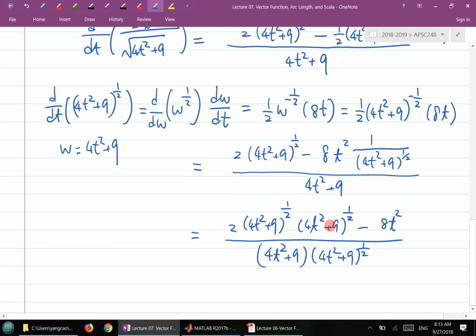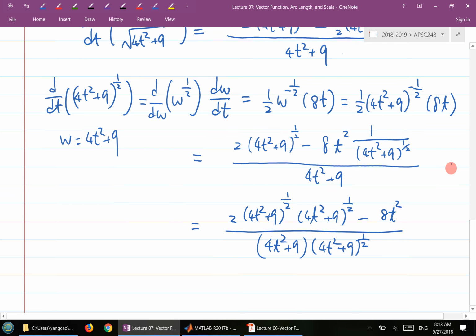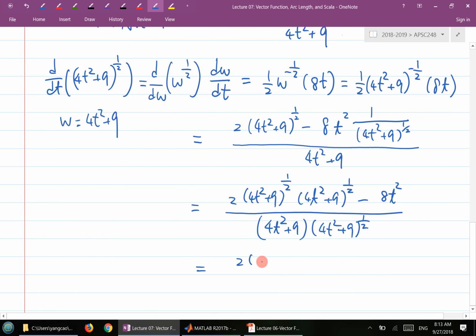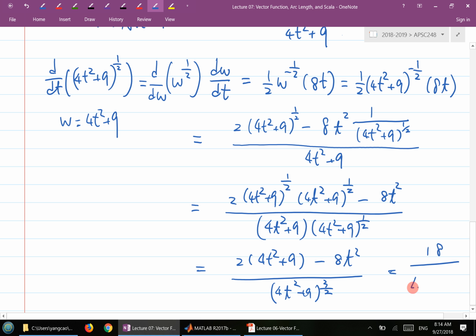So the square times the square root, and that gives you simply 2 times (4t squared + 9), then minus 8t squared. Here, use the power rule, so 1 plus 1/2, which gives you (4t squared + 9) to the power 3 over 2. Now you can see the numerator happens to have an 8t squared, and you get 18 over (4t squared + 9) to the power 3 over 2.